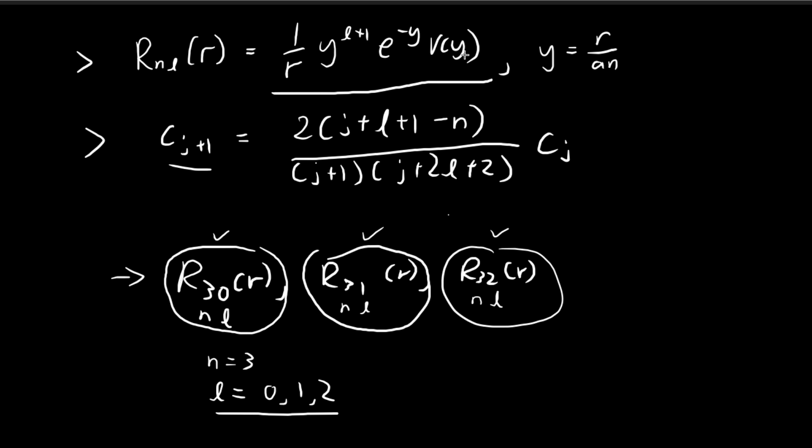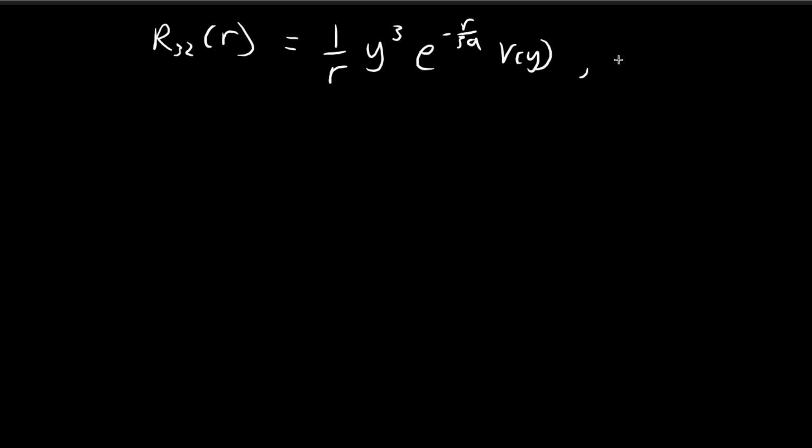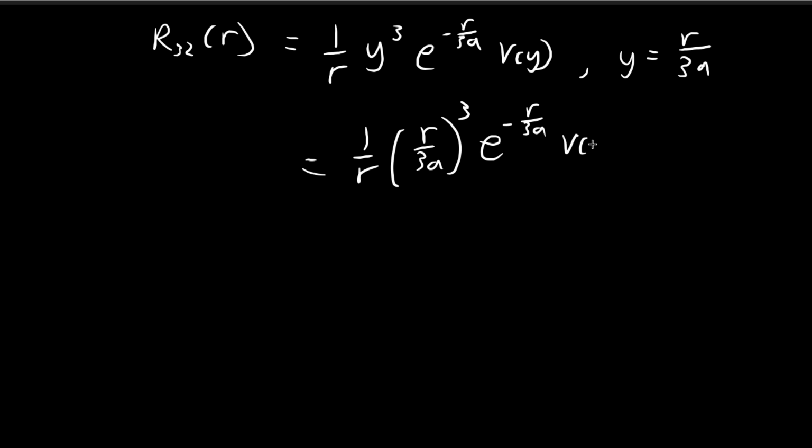So now we move on to the last expression we're looking for. Now we're going to look for r32. So once again, for the third time, we just repeat the same process. So we have 1 over r, y to the power of l plus 1, l is equal to 2, so we have y to the power of 3, and then e to the power of negative r over 3a, and then times v of y, where y is equal to r divided by 3a. It looks like I've already subconsciously substituted the expression in already. So we have r divided by 3a to the power of 3, e to the power of negative r over 3a, v of y, and then of course you can just expand this later on, so let's leave that out. So let's deal with the v of y first.